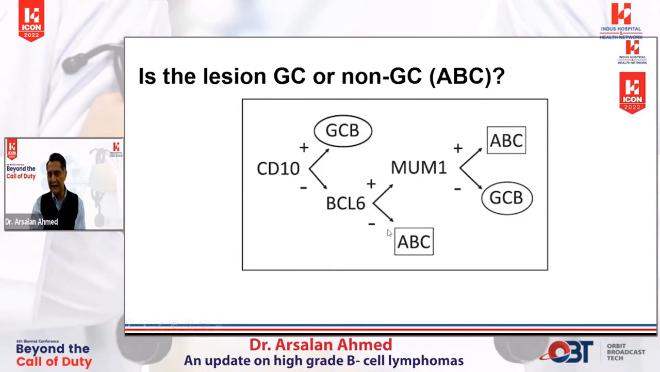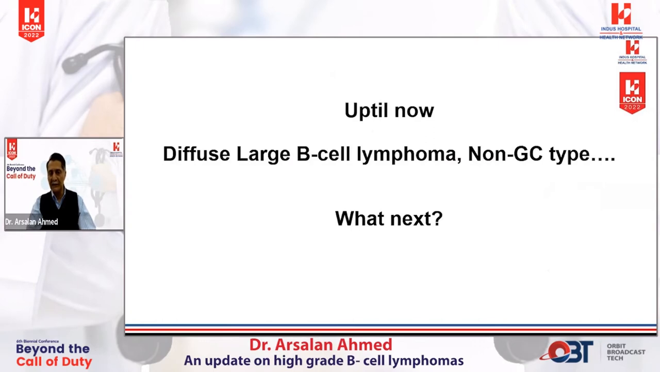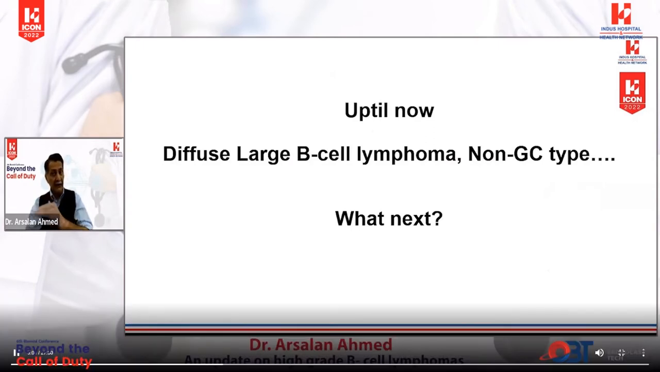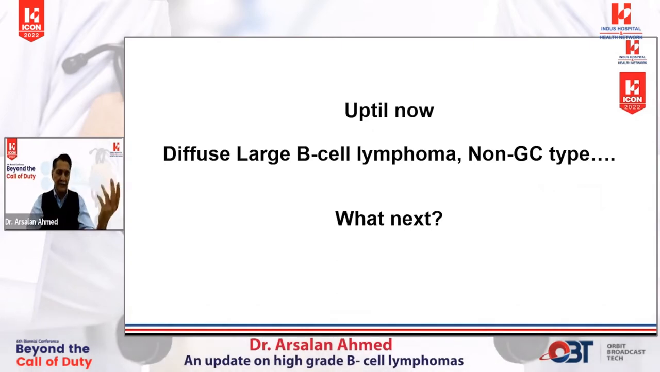If it had been BCL6 negative, I would have called it non-germinal center type. If it was BCL6 positive, MUM1 negative, I would have called it germinal center type. So there are different configurations. But the important thing is, for diffuse large B-cell, follow the Hans algorithm. That is the most important thing. So our case was called diffuse large B-cell lymphoma, non-GC type. Here again, we don't stop. What do we do next?